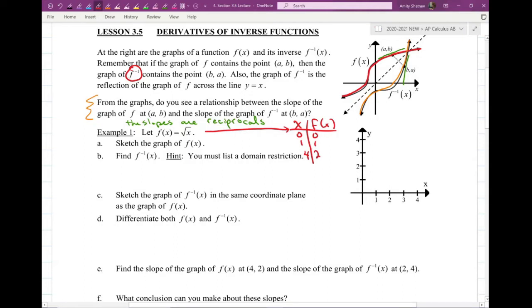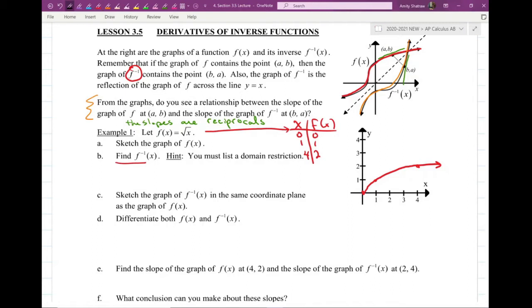So then I would graph these points. Here's (0, 0). Here's (1, 1). And here is (4, 2). And I know that this is a nice, smooth, parabolic looking curve, like a sideways parabola. That's because I have memorized that the inverse of x squared is the square root of x. But right now he says, hey, find that inverse. So I have to prove it to you. Why do I have it memorized? Just because I've done it enough times.